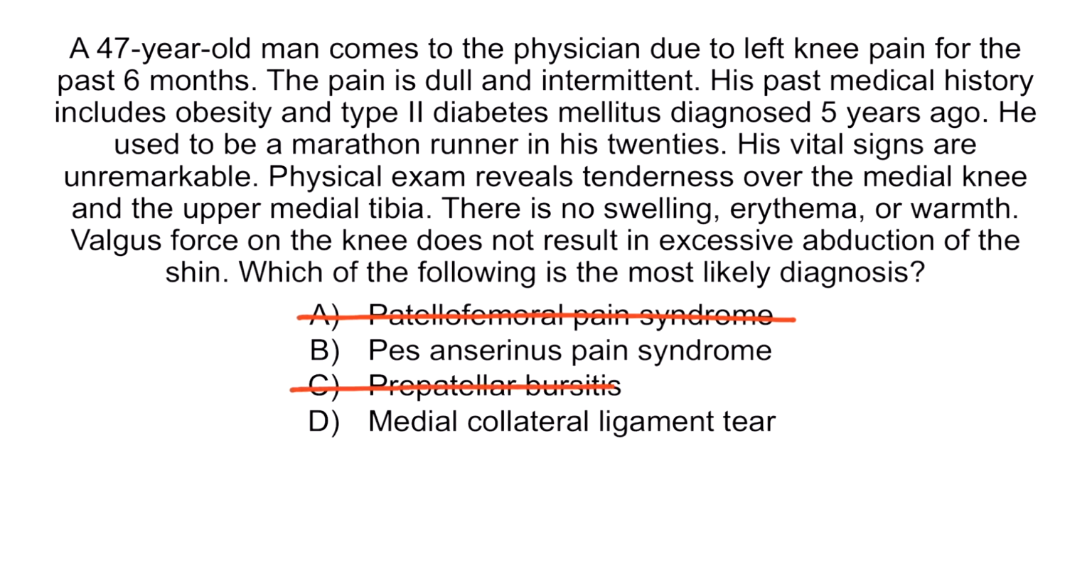Option C, prepatellar bursitis, is incorrect because it's characterized by anterior knee pain along with swelling and erythema. This patient has no swelling or erythema. And finally, option D is incorrect because the medial collateral ligament tear is associated with the medial knee pain along with excessive shin abduction upon valgus stress. In this patient, valgus force on the knee does not result in excessive abduction of the shin. And that concludes our lecture on Pes Anserinus pain syndrome, patellofemoral pain syndrome, and ankle sprains.